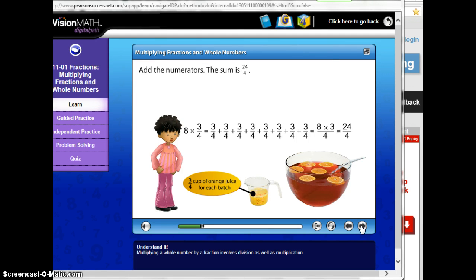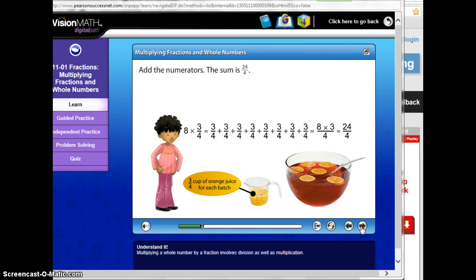Will? Not 0. 24 divided by 4. Brendan? Not 5. America? 24 divided by 4? You guys, come on now. I know it's Friday, but everybody should know 24 divided by 4. Aiden? 6.